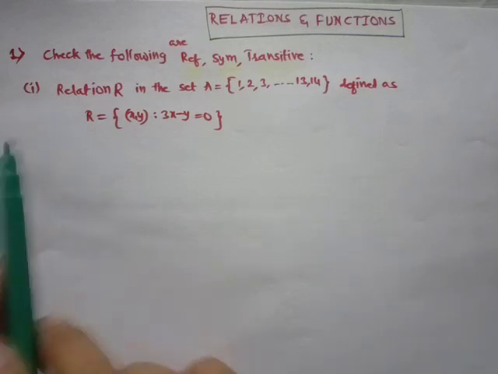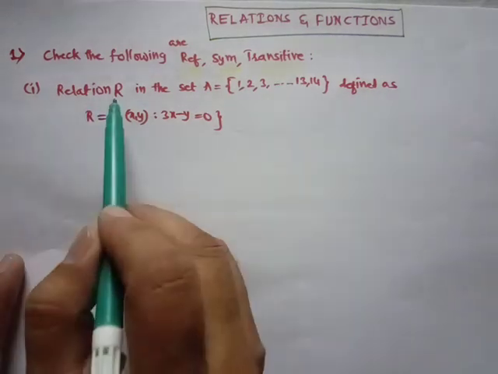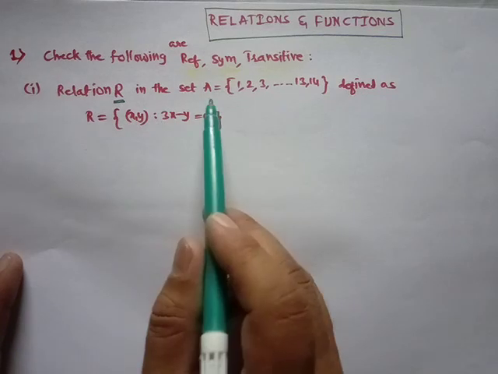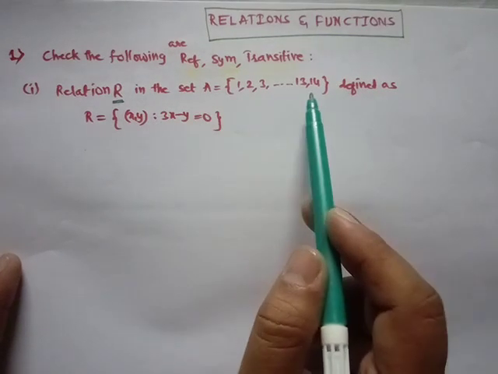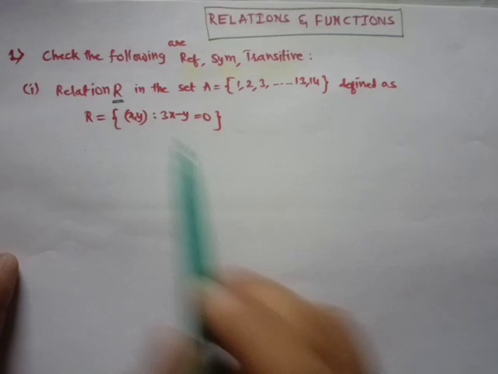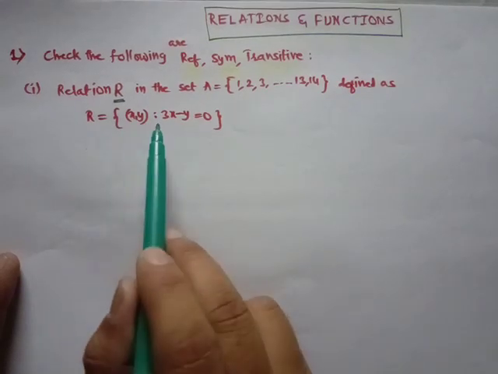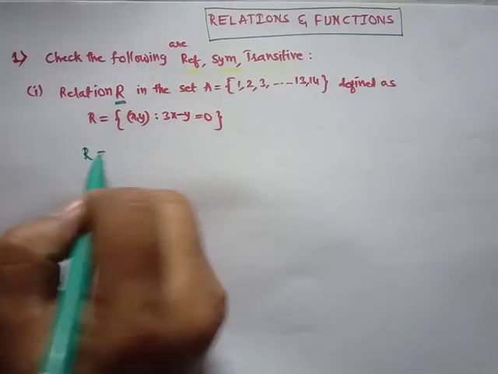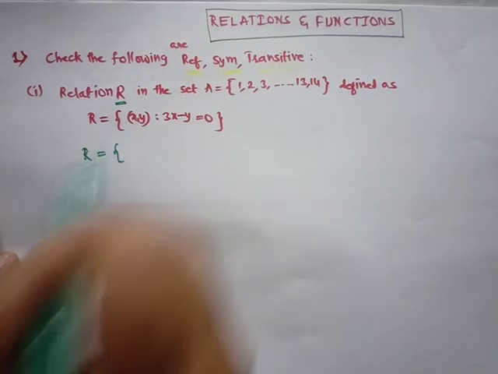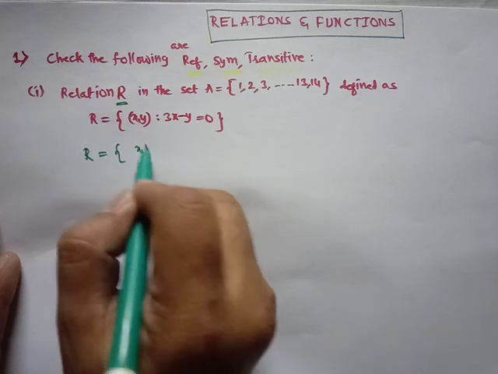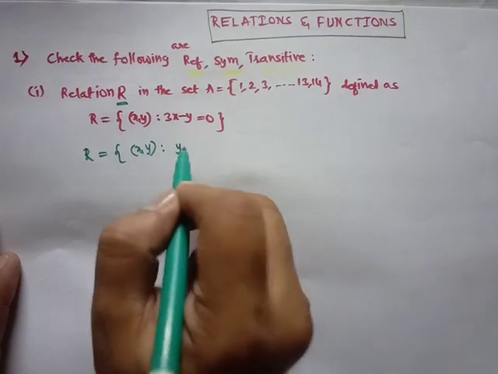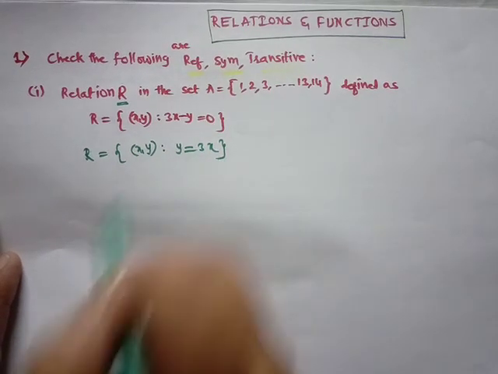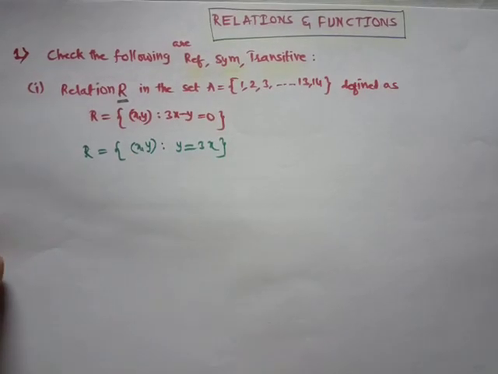Then first question, relation R in the set A = {1, 2, 3, 4, 5 and so on till 13} defined as R = {(x, y) such that 3x minus y is equal to 0}. Now first of all we will write the relation R. R is given as (x, y), and it can be written as y is equal to 3x.